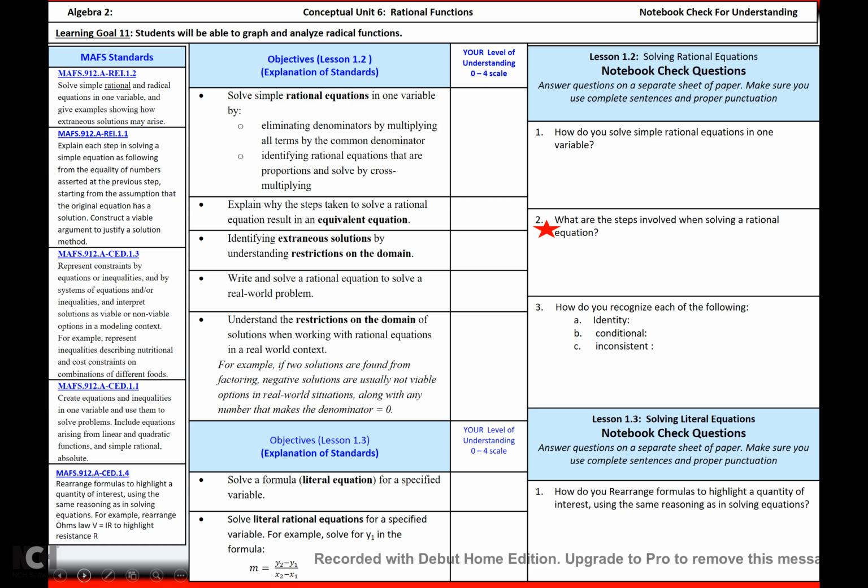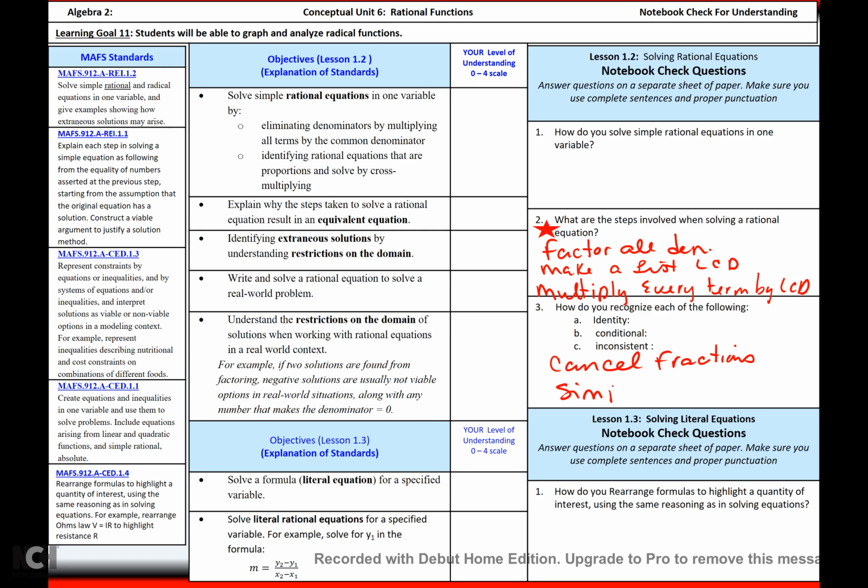So what are the steps involved when solving a rational equation? Well, you're going to factor all denominators, make a list to get your LCD, multiply every term by the LCD, all right? And then that will cancel the fractions, and then simplify and solve.